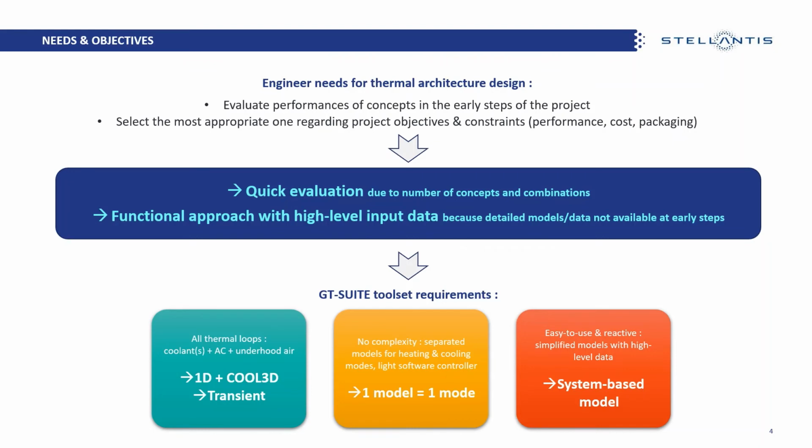So, if I sum up key points about this modeling approach, point 1, 1D plus Call 3D needs for fluids, loops modeling with of course transient simulation needs. Point 2, one model for one mode, which means separated models for each functional mode in order to get very simple models. And point 3, system-based model with high-level data in order to have an easy-to-use tool for users.